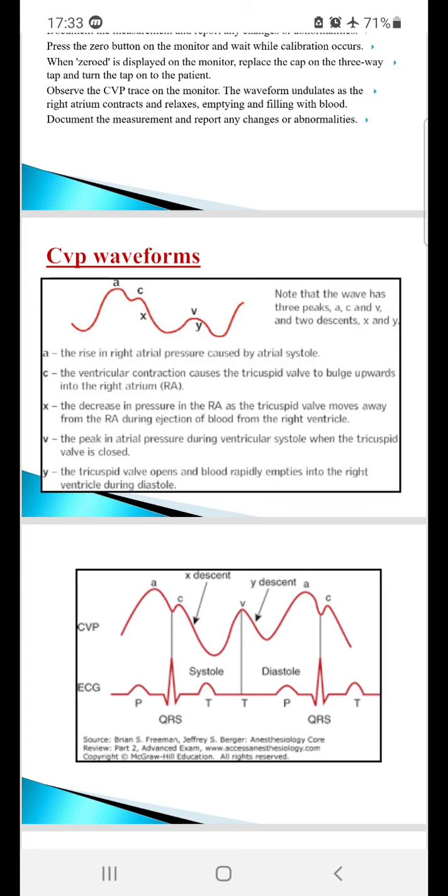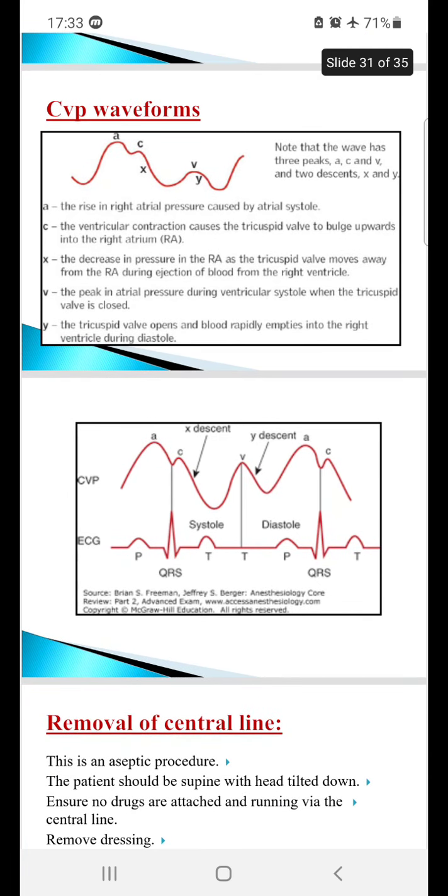X is a decrease in pressure in the right atrium as the tricuspid valve moves away from the right atrium during ejection of blood from the right ventricle. V is the peak in atrial pressure during ventricular systole when the tricuspid valve is closed. Y is when the tricuspid valve opens and blood rapidly empties into the right ventricle during diastole. This is the CVP waveform with ECG waves.